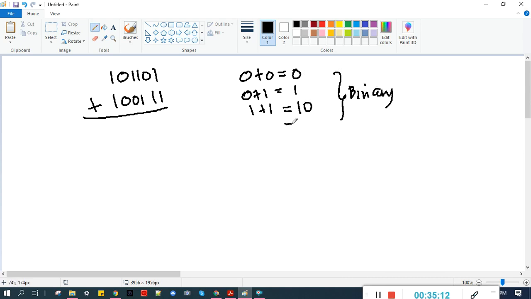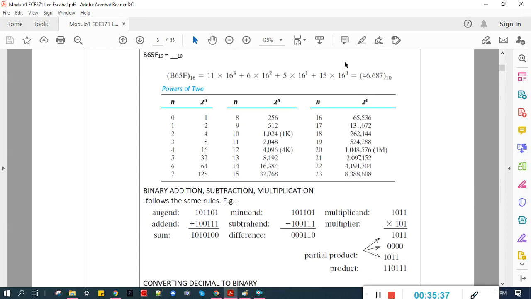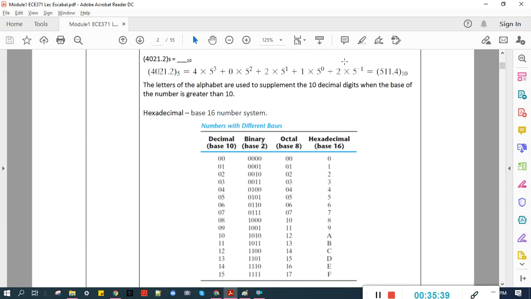This will only become 11 if we have 3 ones to be added. So 1 plus 1 plus 1 is 3 in decimal, but 3 in binary is 11. Let's check. 3 in decimal is 11 in binary.